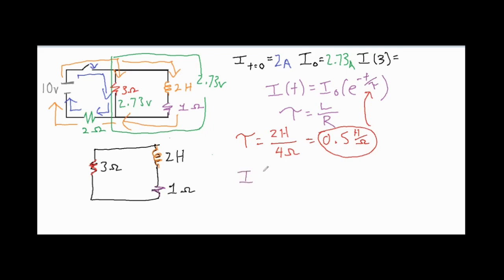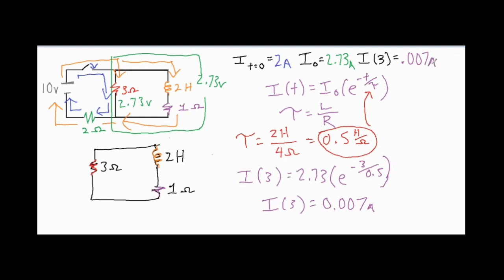So now we're going to find I after 3 seconds has elapsed. Our I naught is 2.73 times e to the negative 3 for our time over tau, which is 0.5. So negative 3 over 0.5 would leave you with an exponent of negative 6. And then our final current is pretty small. It is approaching 0.007 amps for our final answer.